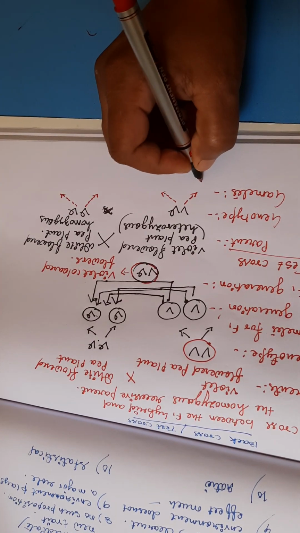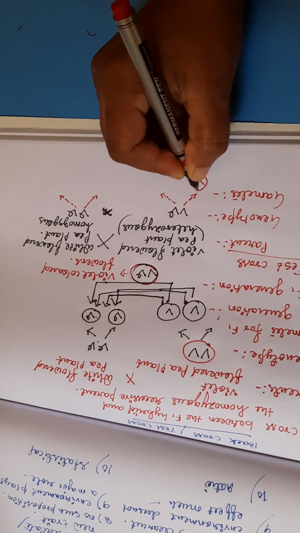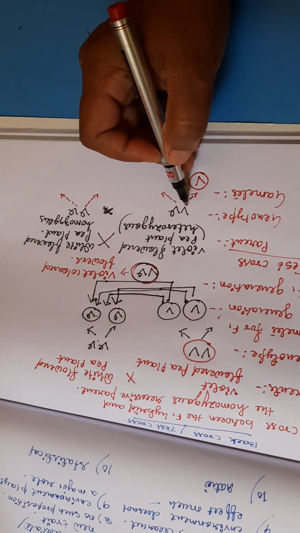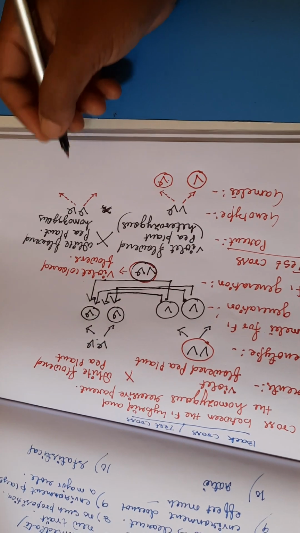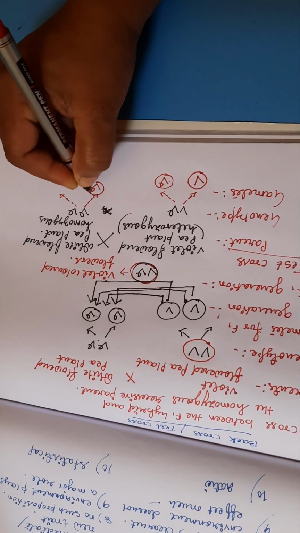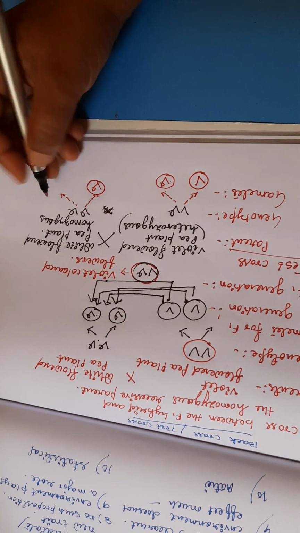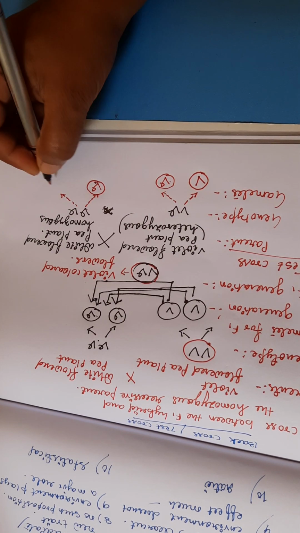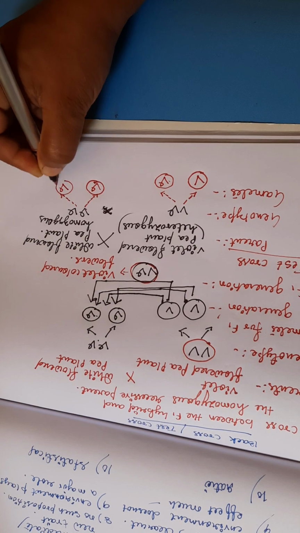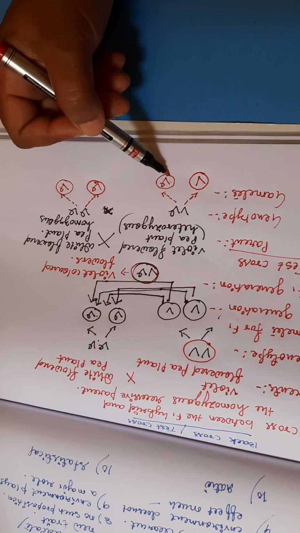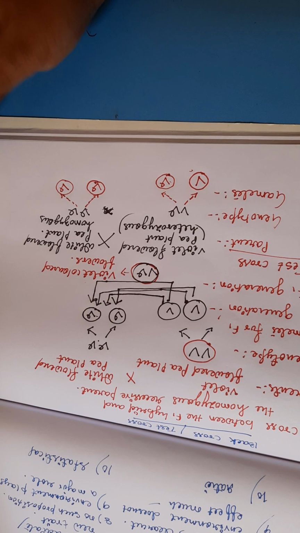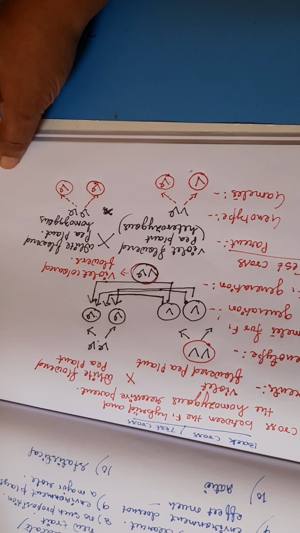So gametes, 50% of the pollen grains will be receiving this capital V. Other 50% will be receiving this small v. But all the ovules will be of the same type, because 50% will be receiving the small v allele and other 50% will be receiving the small v allele, whereas here we are getting two different types of genotypes of the gametes. So let us have a Punnett square drawn.